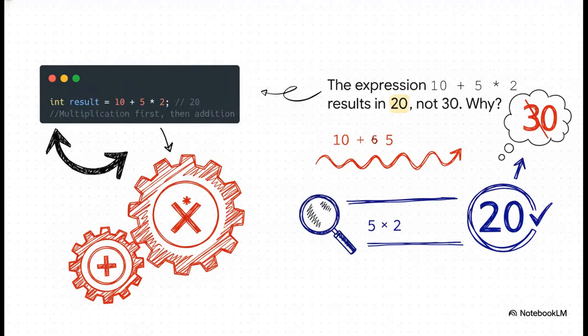So check this out. Your brain might immediately go, okay, 10 plus 5 is 15, times 2 is 30. Easy. But run this in Java, and you get 20. Why? And that's not a bug. It's a feature. It's a rule. Java has a built-in pecking order, and it clearly decided that multiplication was more important than addition here.